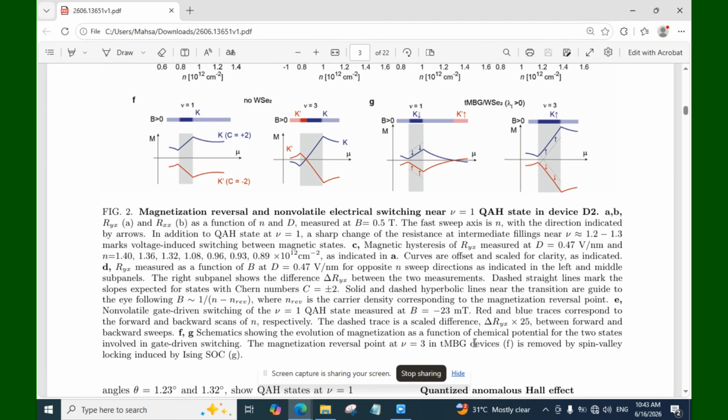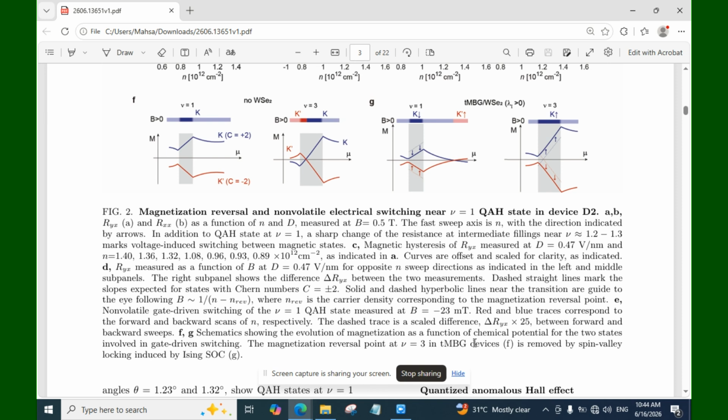Rxy is measured as a function of B at D equals 0.47 volts per nanometer for opposite sweep directions, as indicated in the left and middle subpanels. The right subpanel shows the difference delta Rxy between the two measurements. Dashed straight lines mark the slopes expected for states with Chern number C equals plus or minus 2. Solid and dashed hyperbolic lines near the transition are guides to the eye, following B approximately equal to 1 divided by n minus n_rev, where n_rev is the carrier density corresponding to the magnetization reversal point.